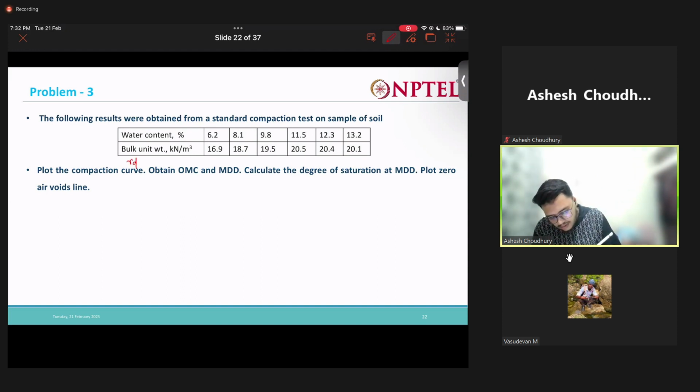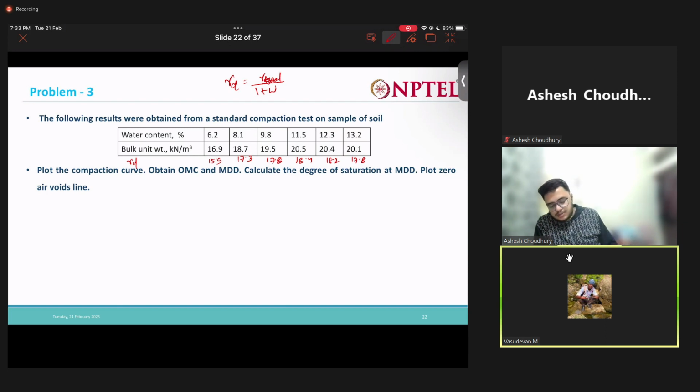I will just write here only. Using my same formula, gamma d is equal to gamma total by 1 plus w, using that you can calculate the gamma d, the dry densities: 15.9, 17.8, 18.4, 18.2.